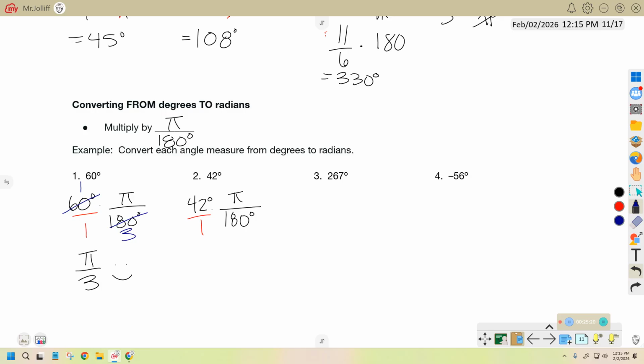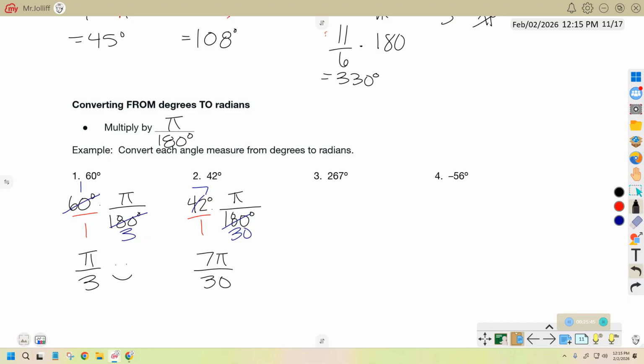So here's 6. 6 goes into 42 7 times, right? Yeah. And 6 goes into 180 30, because 18 divided by 6 is 3, and then we have the 0 left over. So 7 pi over 30.